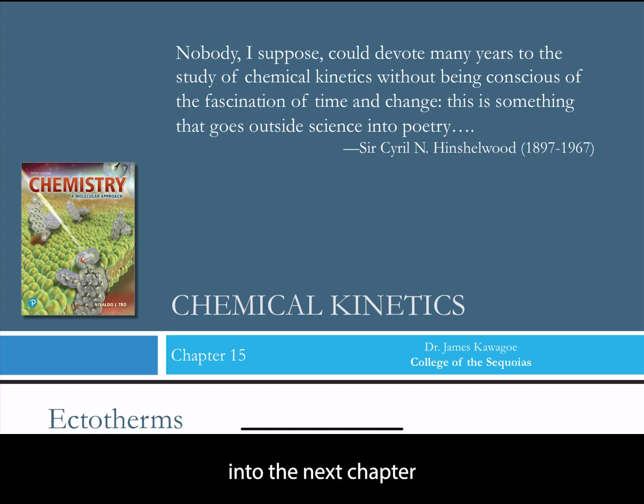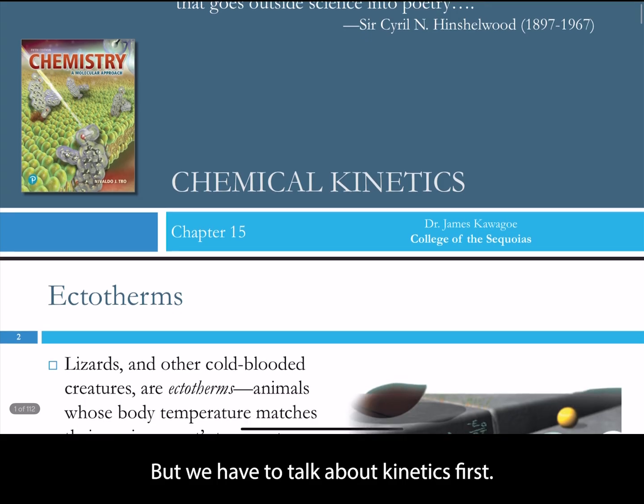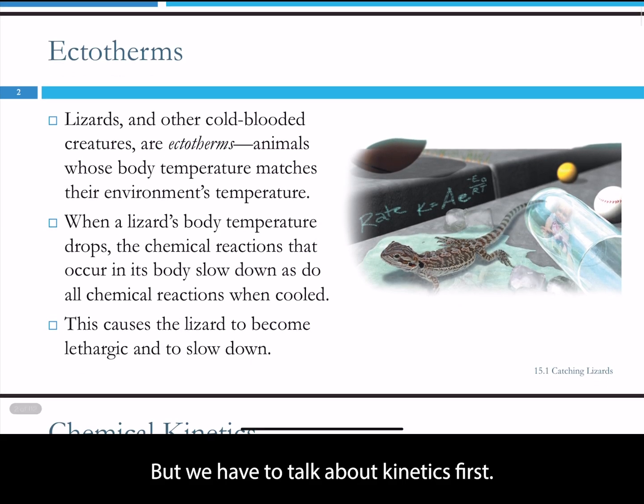And then that'll tie into the next chapter when we talk about equilibrium, because you've got this reaction rate that's going forward, making products, but some of those products, in a lot of reactions, can react again and then go back and become reactants. And you end up with this balance of two things flowing forward and backward. But we have to talk about kinetics first.